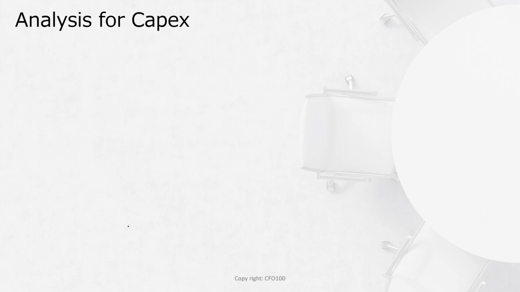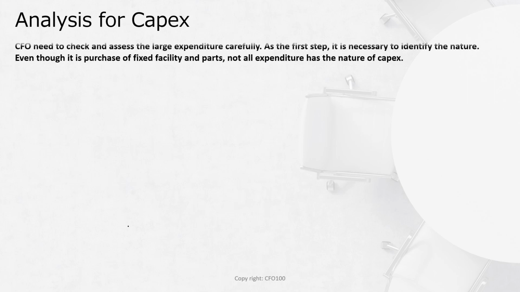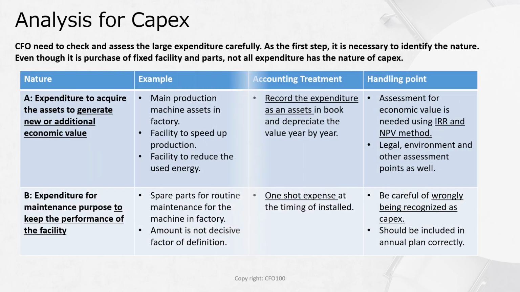In the beginning of the analysis, it is necessary to identify the nature of the expenditure. When you buy a large fixed asset, you may assume it is Capex. However, even though it is a purchase of facilities, not all expenditure has the nature of Capex. That's why you learn the difference between two categories of expenditure correctly. Below the table, you will find the two categories of expenditure.